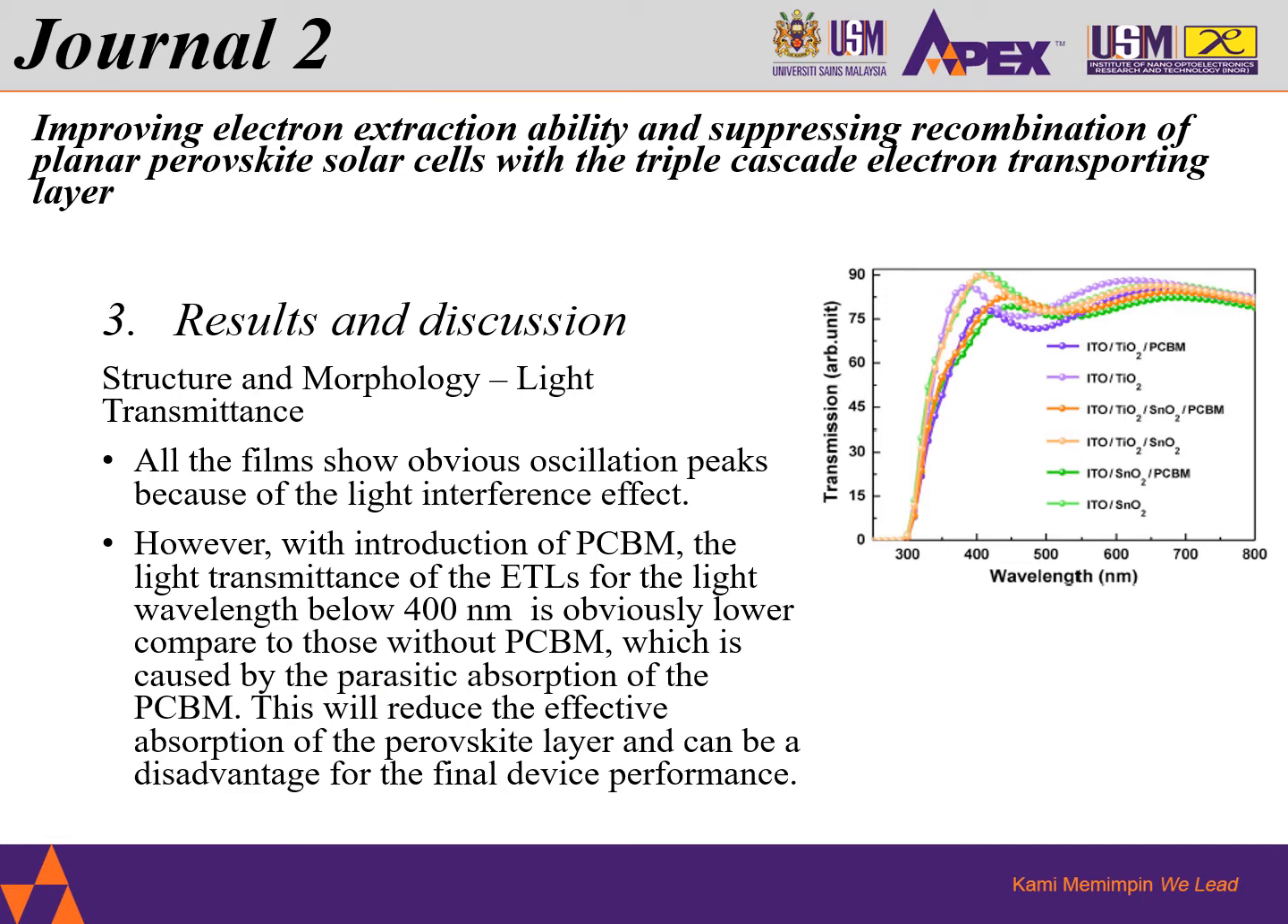From the light transmittance spectrum, all the films show obvious oscillation peaks because of the light interference effect. However, you can clearly see here that with the introduction of PCBM, the light transmittance of the ETL below 400 nanometer is quite low compared to the one without the PCBM. This is caused by the parasitic absorption of the PCBM itself, and this parasitic absorption phenomenon is harmful to the device performance.